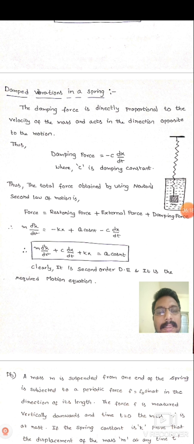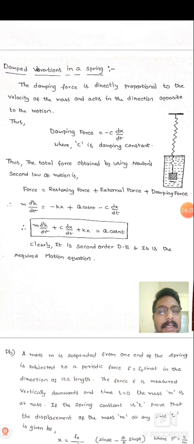Thus, the total force is obtained by using Newton's second law of motion. So we will have the force equal to the sum of three forces, that is restoring force, external force, and damping force. The force is nothing but m d square x by dt square. Here the restoring force is negative kx, the external force is q cos nt, and the damping force is negative c into dx by dt. All the three forces are added on the right hand side, and the left hand side is the force value, that is m into d square x by dt square.